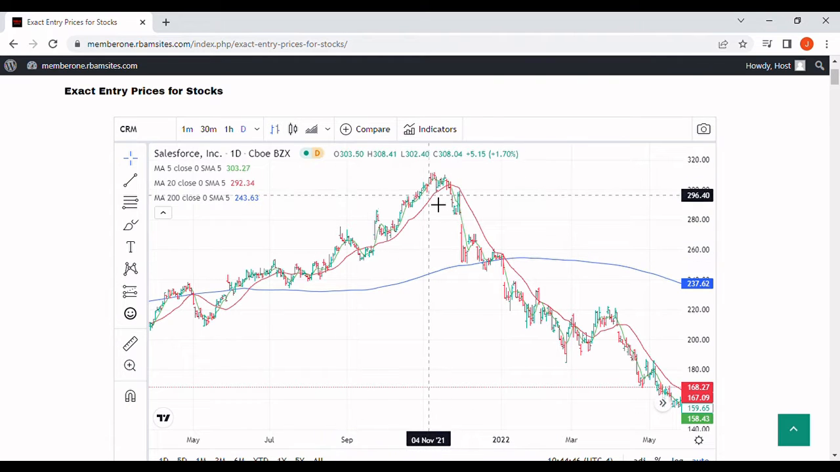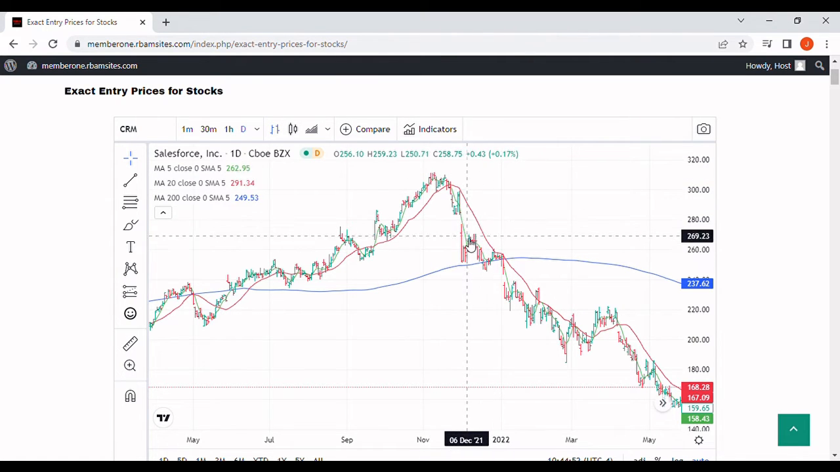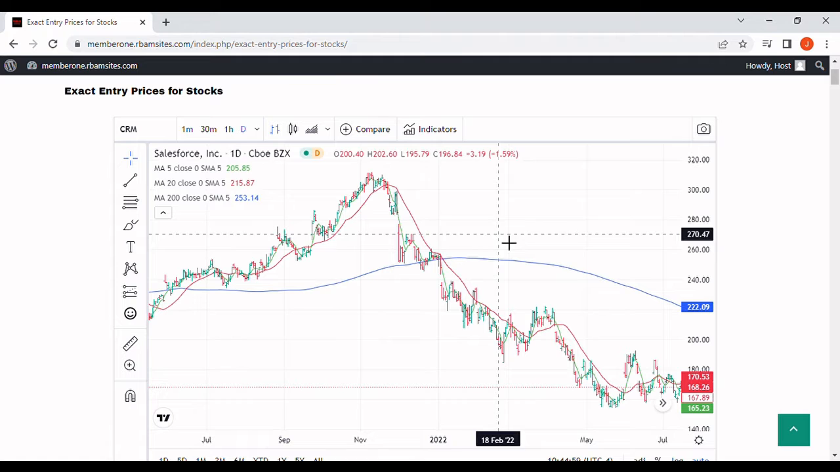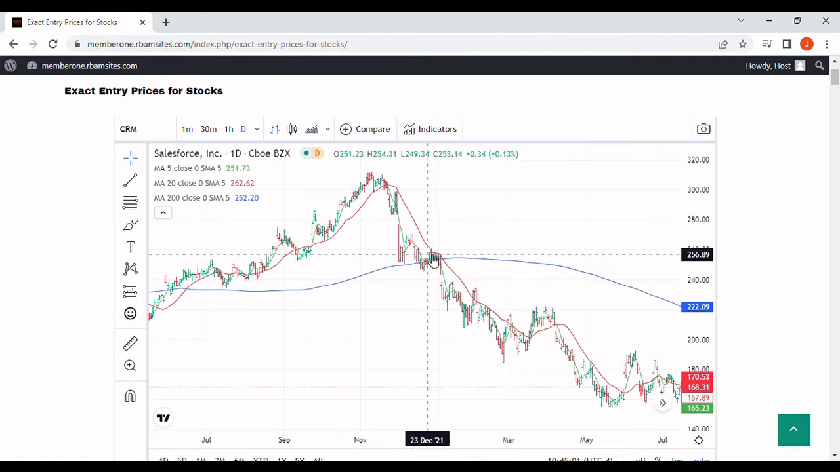We peaked out here roughly November 21 around the $311 level on this stock. We came down, had a huge sell-off right here from about 300 to about 250. That's an enormous sell-off for any stock, and we challenged the 200-day moving average.